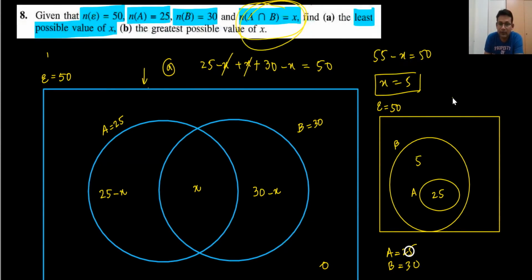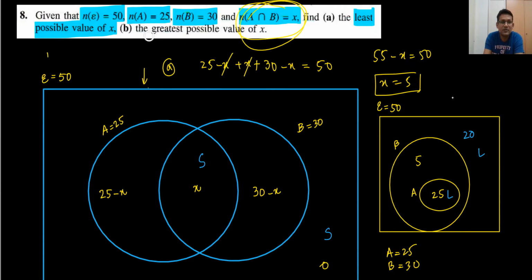Now A is 25 and B altogether is 30. But remember one thing, when you're talking about this outside area, the total is 50. So 25 plus 5 is 30, so this will be 20. I have just put all the elements in the given set. I told you this is small, this is small, this is large, and this is large. Check it out.